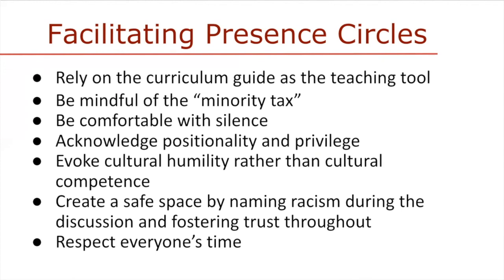Acknowledge positionality and privilege, where one stands in relation to society. Evoke cultural humility rather than cultural competence. Try to avoid stereotyping or talking about groups as monolithic, but remember that everyone is evolving. Create a safe space by naming racism during the discussion and fostering trust throughout. Lastly, respect everyone's time and ensure that the circle is completed within the allotted timeframe.